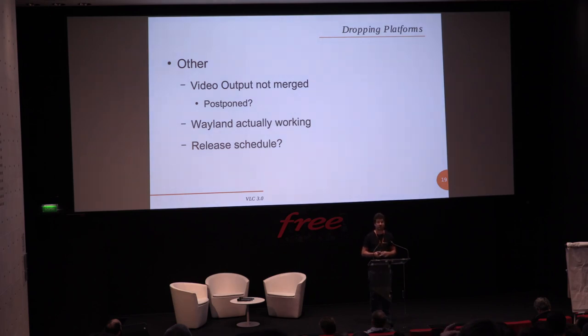Maybe we're going to do that for 4.0. Maybe we're going to postpone for 5. I don't know. We'll see that this afternoon. VLANs are actually working, at least in a way that is more stable than 3.0. I'm not sure that VLAN is stable anywhere, though. And I don't know exactly what the release schedule for that is.